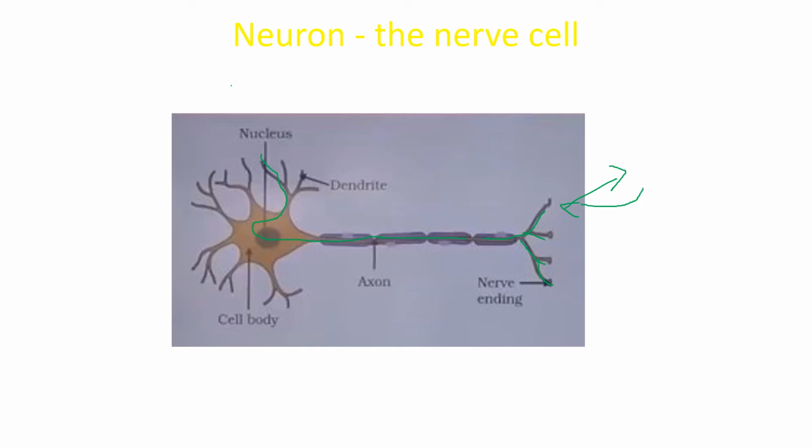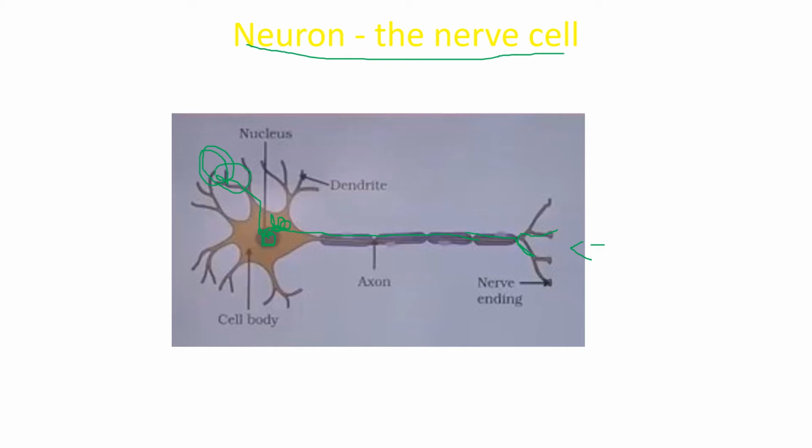Think that this is another neuron. From the brain, the message which has come goes to this nerve ending, and from the nerve ending the message goes into the axon, and again from the axon this message goes into the cell body, and from the cell body it goes into the nucleus, and from the nucleus it goes into the dendrite, and again from the dendrite it goes to a particular body part. See, this is our neuron, the nerve cell.